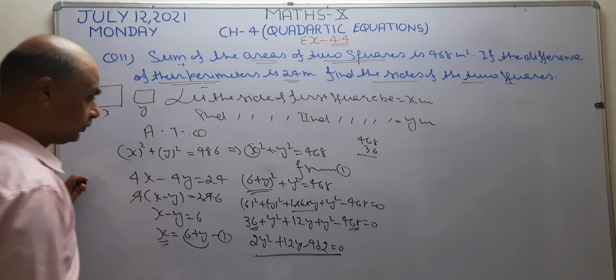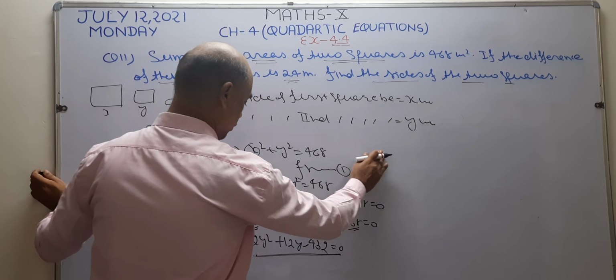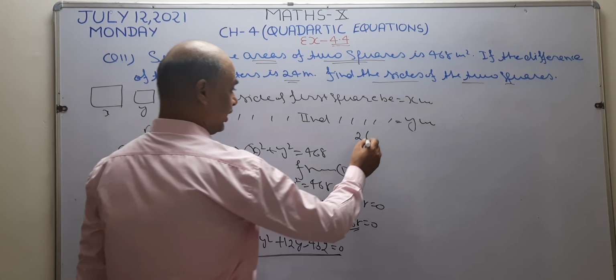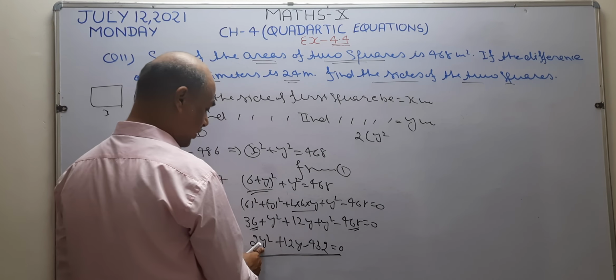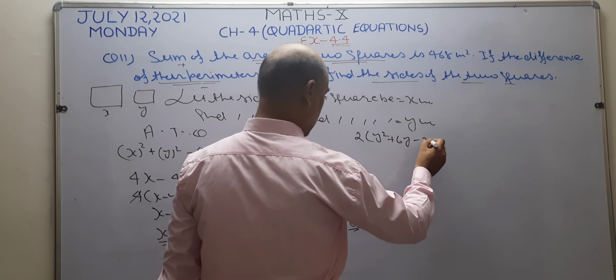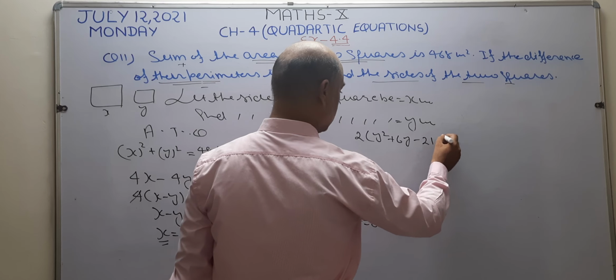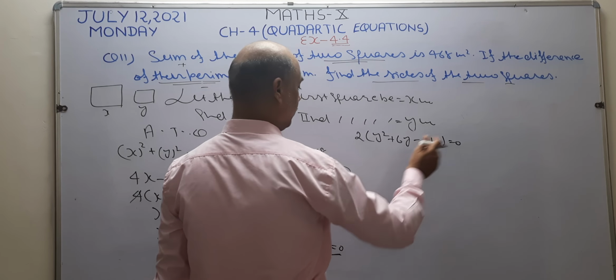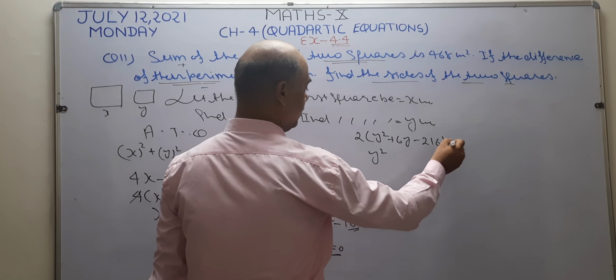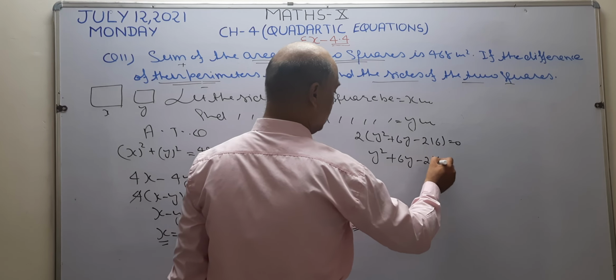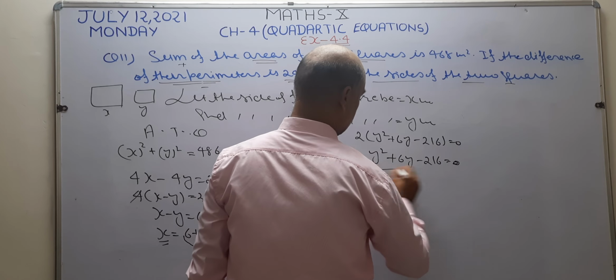Take 2 common. After taking 2 common, this becomes more simple. So I am taking 2 common here. After taking 2 common, what is left? y square. After that 6y is there, and this is 2 twos are 4, 2 ones are 2, 2 sixes are 12. So the final quadratic equation becomes this.